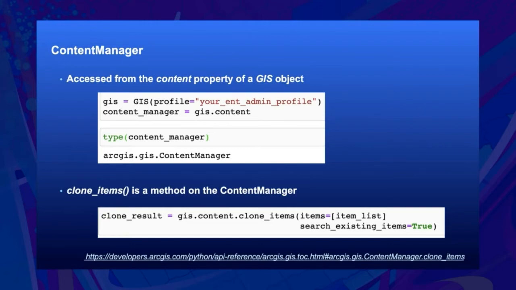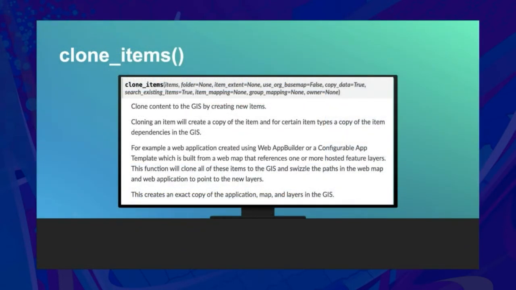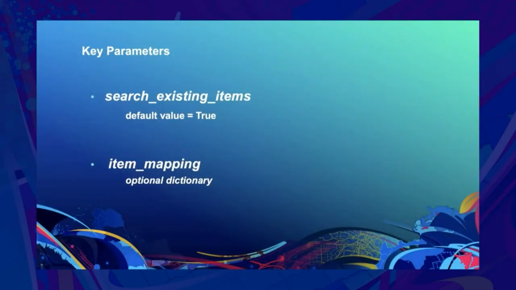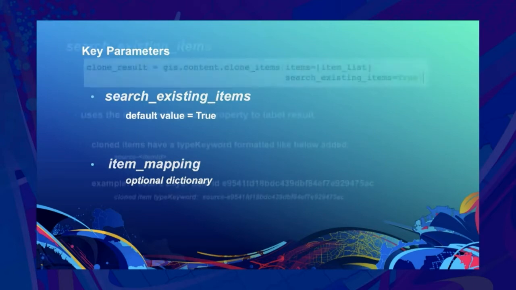The clone items function, the API reference representation is here, and I see that it has a number of different parameters, and there's a brief description of what the function does. Let's talk about two parameters in particular. I'm going to talk about the search existing items parameter and the item mapping parameter. Search existing items has a default value of true, and the item mapping parameter is an optional dictionary that you can make use of. Let's first talk about search existing items.